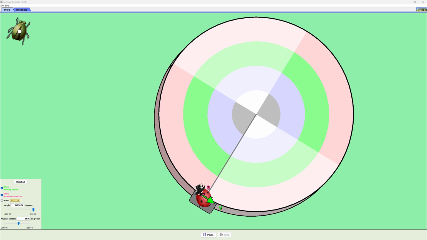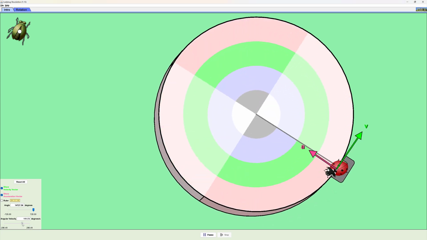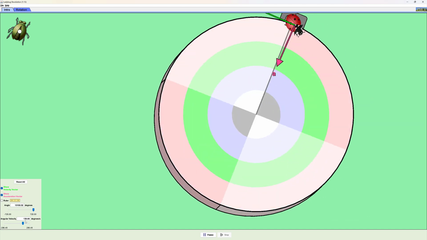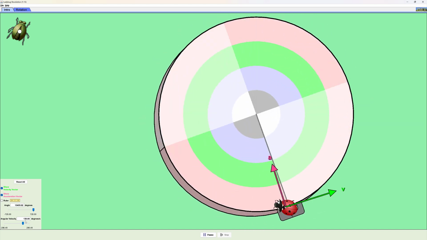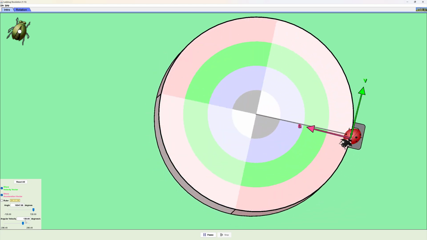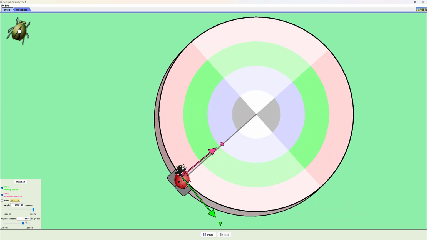Let me speed things up so you can see these arrows a little more clearly. And technically, they're not arrows, they're vectors. So here, again, this green vector is the tangential velocity vector. Tangent means at a right angle to the arc radius, or the circle radius, as you see here.